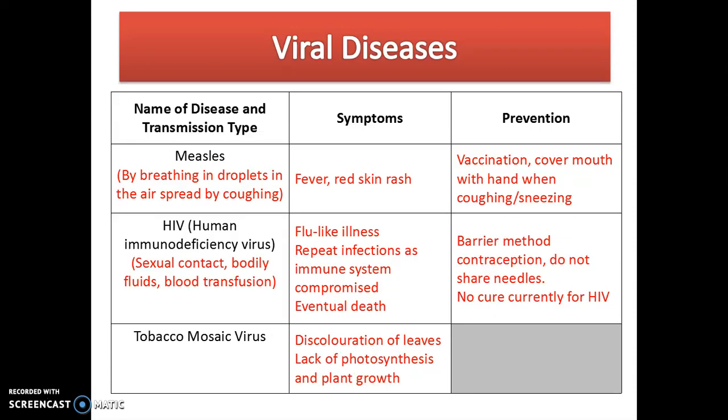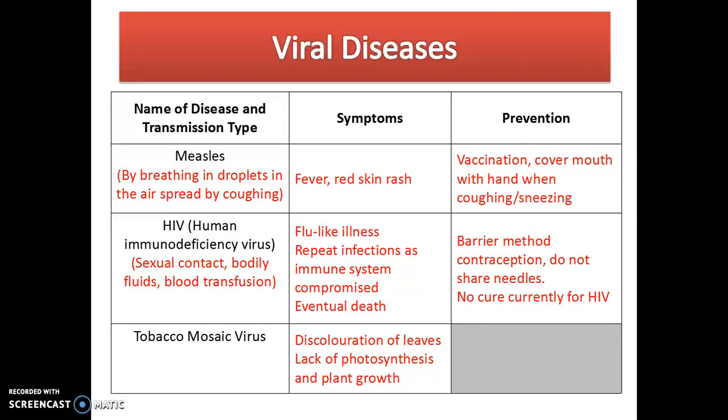HIV, human immunodeficiency virus, is spread by sexual contact, bodily fluids and blood transfusion. The symptoms are flu-like illnesses and repeat infections as the immune system is compromised, and eventual death. For prevention, there's no cure currently for HIV, which is quite sad, but to prevent getting it you need to use barrier methods, like condoms, and do not share needles.